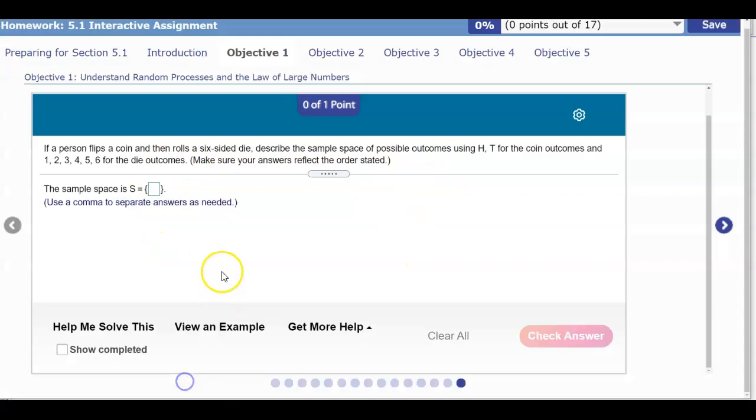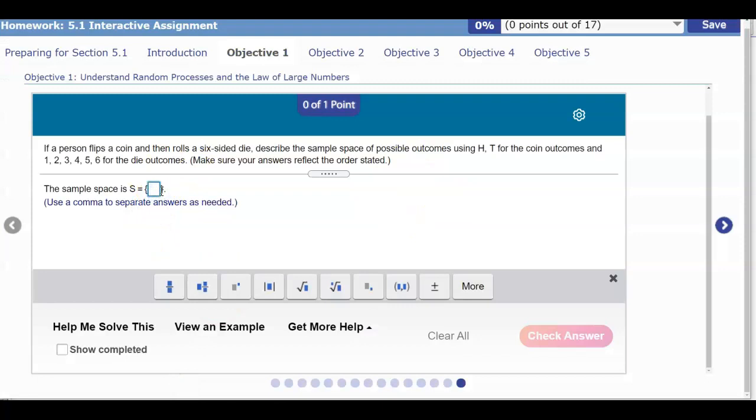So let's go ahead and put our answers in here. So again, we have H1, H2, make sure we have commas, not putting periods there. If I did that, then it would come out incorrect. Okay, H3, H4, H5, H6, T1, T2, T3, T4, T5, and T6.